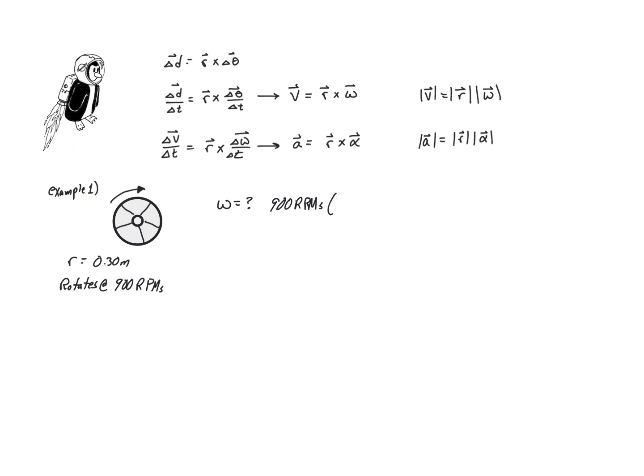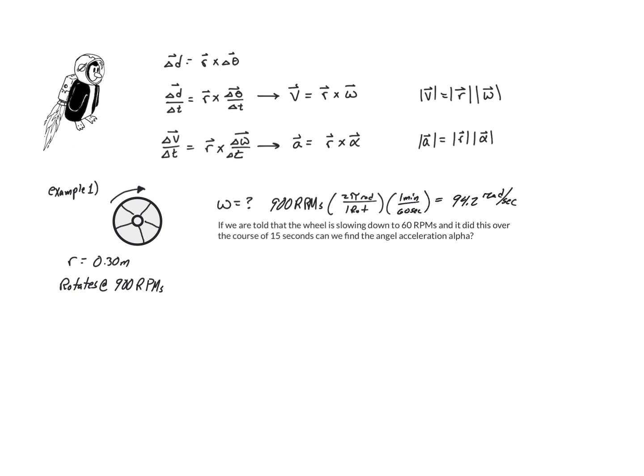So 1 rotation, or 1 revolution, is equal to 2 pi radians per 1 rotation, times 1 minute equals 60 seconds. This allows us to cancel out the units we don't want in place of the ones we do want. You plug that in, you should get 94.2 radians per second.